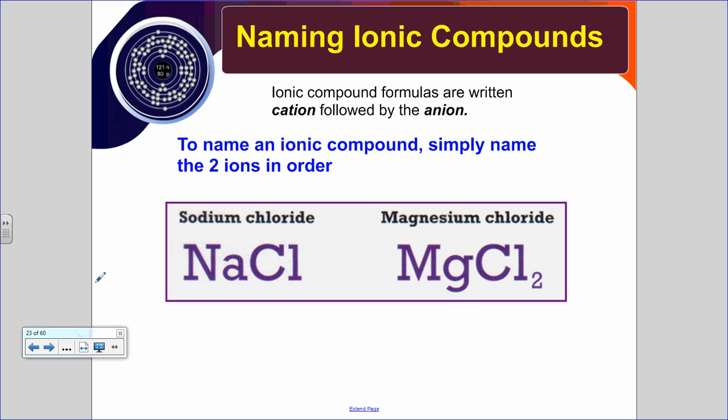Let's look at naming. Naming is just as simple as it sounds. When naming ionic compounds, we're simply going to name the ions in order. We learned in a prior video that this is sodium and this is chloride. Okay, in a compound, this is sodium ion, this is chloride ion. When we write the name, we write each ion by name. We don't write the word ion, just write the ions by name. That's all we have to do.